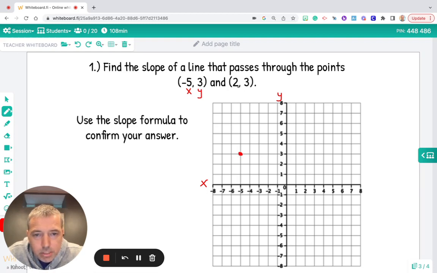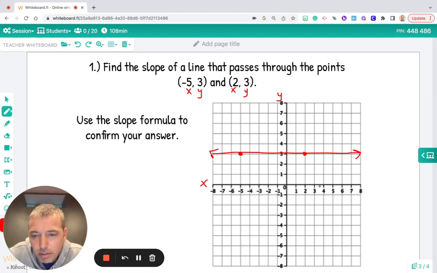And then +2 and +3. 2 is the x and 3 is the y. So always start in the middle, right? Start at the origin. +2 to the right, +3 on the y. So this is going to be a flat line, right? So this is a line that goes straight across.